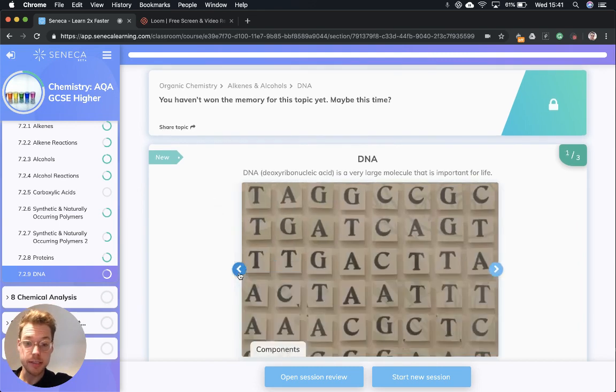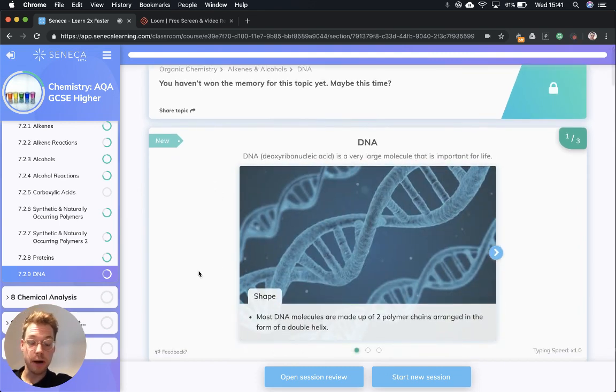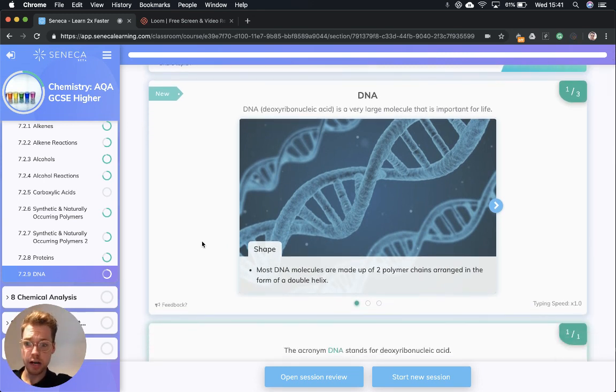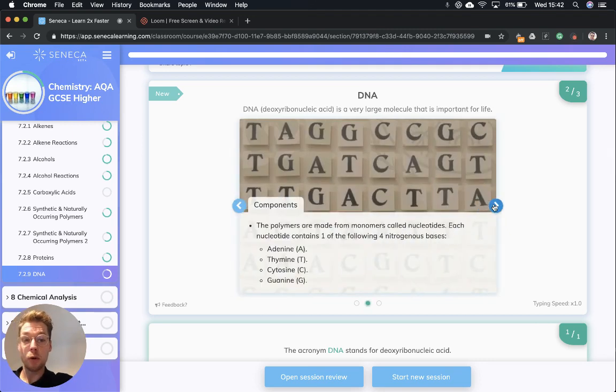Let's get into it. To start us off, let's talk about what DNA actually stands for. It stands for deoxyribonucleic acid. It's a huge, very large molecule, and it's made up of two polymer chains, arranged in the form of a double helix, okay? And the polymers are made up from monomers called nucleotides.